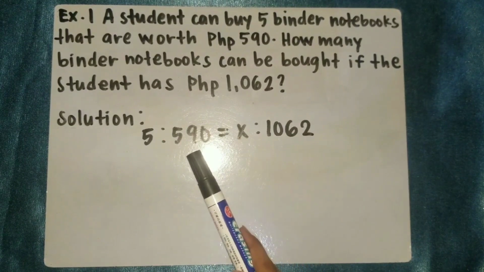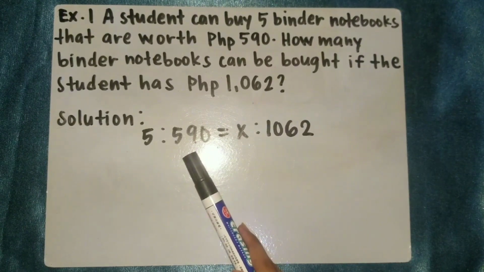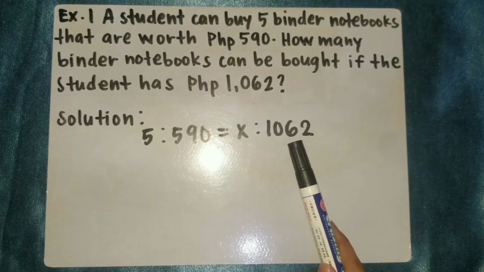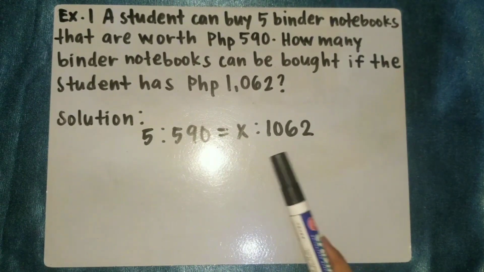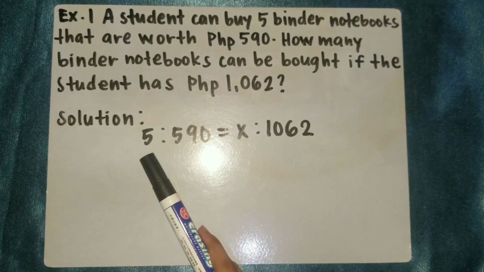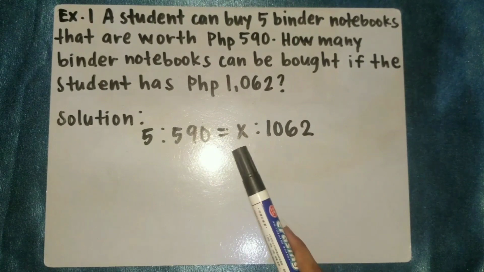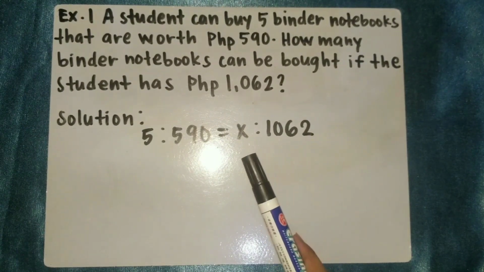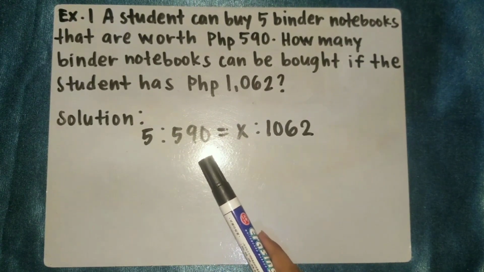Sa second term naman ng ating first ratio, ito ay tumutukoy sa halaga ng binder notebooks. Kaya dapat, ang magiging second term ng ating second ratio, tutukoy din dapat sa halaga ng binder notebooks. So, hindi natin sila pwedeng mapagbaliktad. Dahil kung, for example, sa first term ng first ratio, ang nilagay natin ay tumutukoy sa bilang ng binder notebooks, and then, ang first term ng ating second ratio ay tumutukoy sa halaga ng binder notebooks, kapag nangyari yon, hindi na magiging tama yung sagot natin. Kaya dapat, alamin nating mabuti kung ano yung ilalagay natin sa first term and second term ng ating mga ratio.